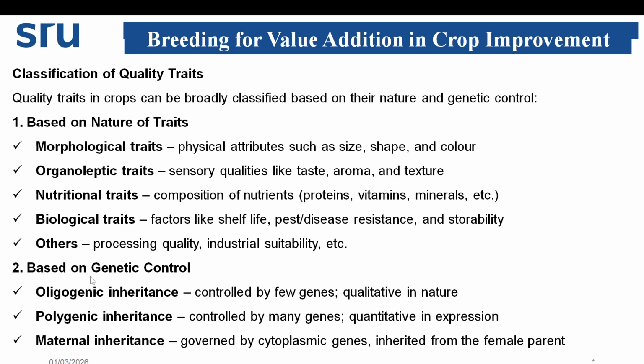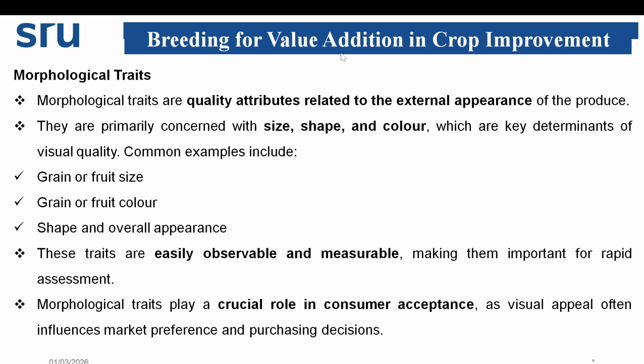Then second, based on the genetic control, oligogenic inheritance. So it is controlled by few genes and the traits are qualitative in nature. Polygenic inheritance means the traits controlled by many genes and those traits are quantitative in expression. Third, maternal inheritance, so governed by cytoplasmic genes inherited from female parent. Now one by one we will see.